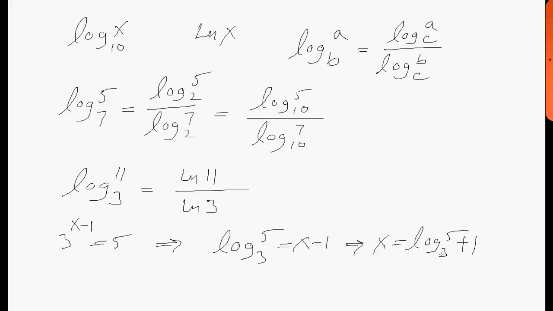But log 5 base 3, the calculator does not give it to you. You need to use the change of base. So x equals ln 5 over ln 3 plus 1, and now we can use our calculator to find that this is about 2.465. Okay, and that's it for solving exponential equations and logarithms.